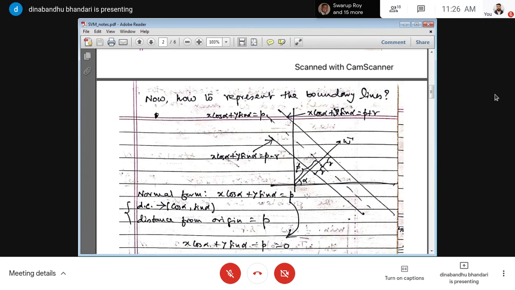And in 3 dimensions, what do we do? In 3 dimensions, whenever we have a plane, you draw the normal from the origin to the plane, perpendicular.